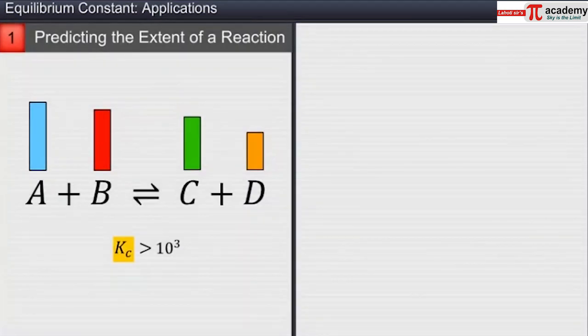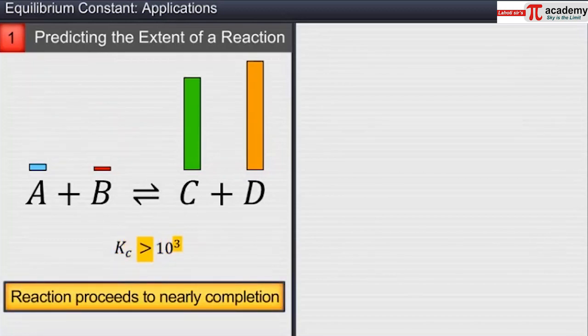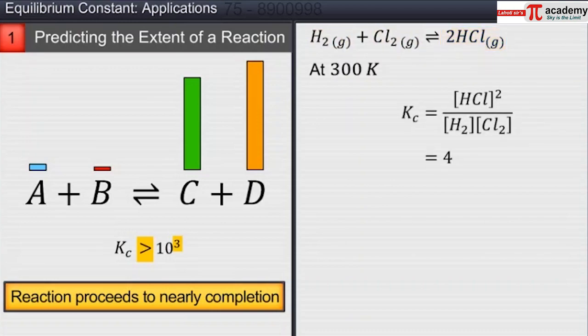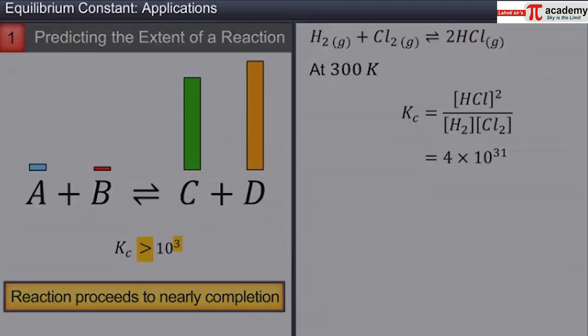If the numerical value of equilibrium constant is greater than 10 raised to the power 3, it means that the reaction nearly proceeds to completion and that the equilibrium concentration of the products is large. For example, the equilibrium constant for the gaseous reaction between hydrogen and chlorine to form hydrogen chloride at 300 Kelvin has a very large value of 4 into 10 raised to the power 31.